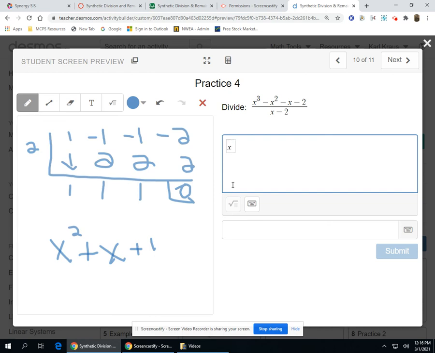Here you would have x cubed minus x squared minus x minus 2 equals x minus 2 times x squared plus x plus 1. Here you could find the zeros because x equals 2 is one of the zeros. The other two would be complex.